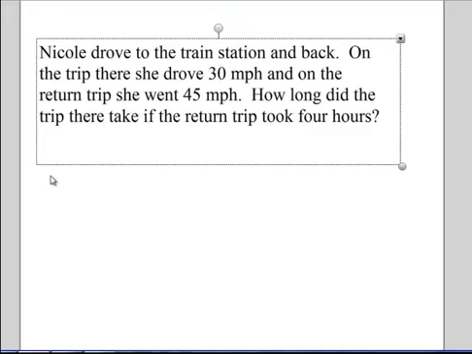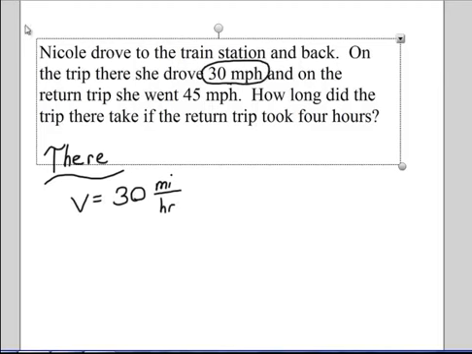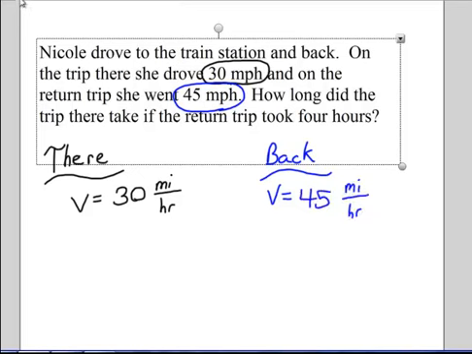So this word problem says Nicole drove to the train station and back. On the trip there she drove 30 miles per hour, and on the return trip she drove 45 miles per hour. How long did the trip there take if the return trip took 4 hours? Okay, seems complicated, but let's just break it down piece by piece. In her trip there, we know that the speed was 30 miles per hour. And then on the way back, we're given that the speed was 45 miles per hour.